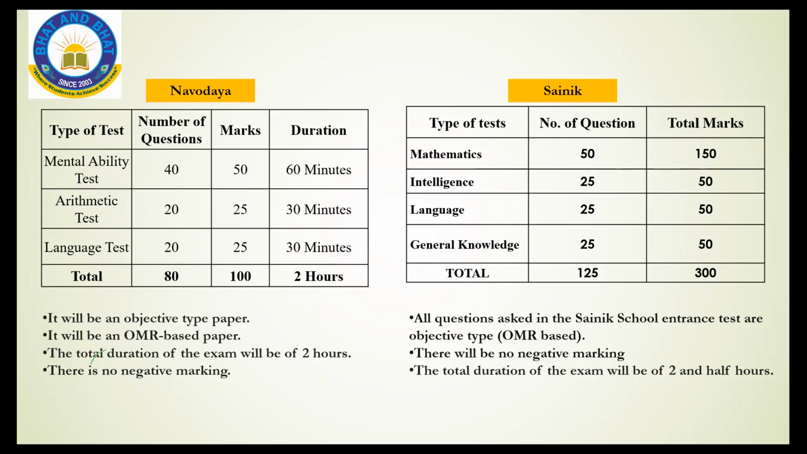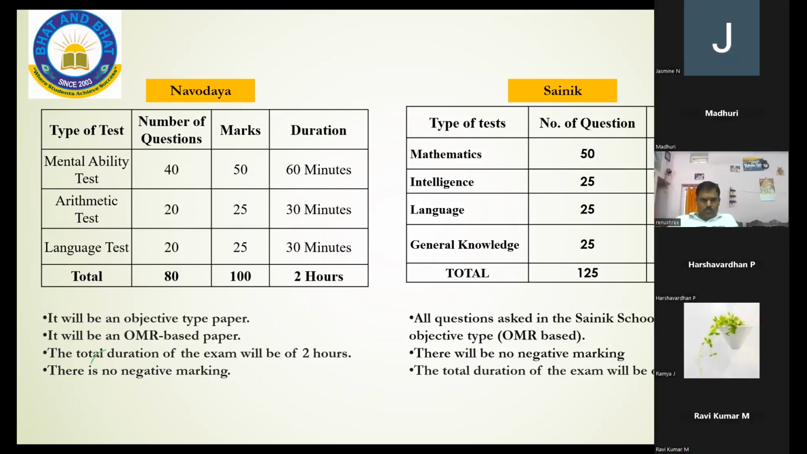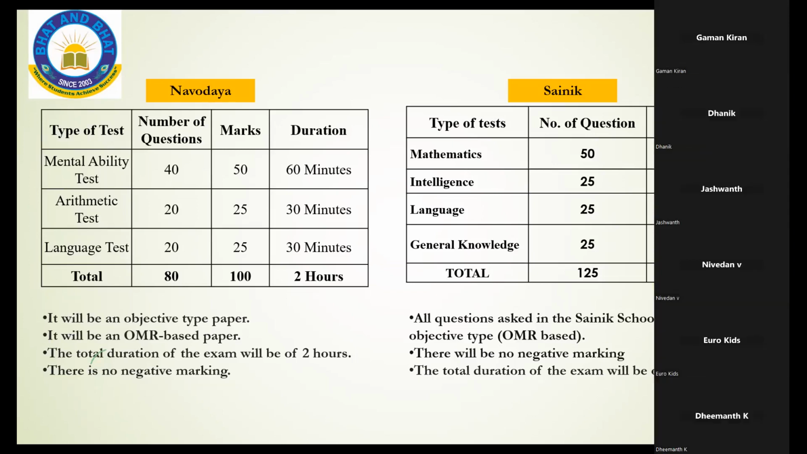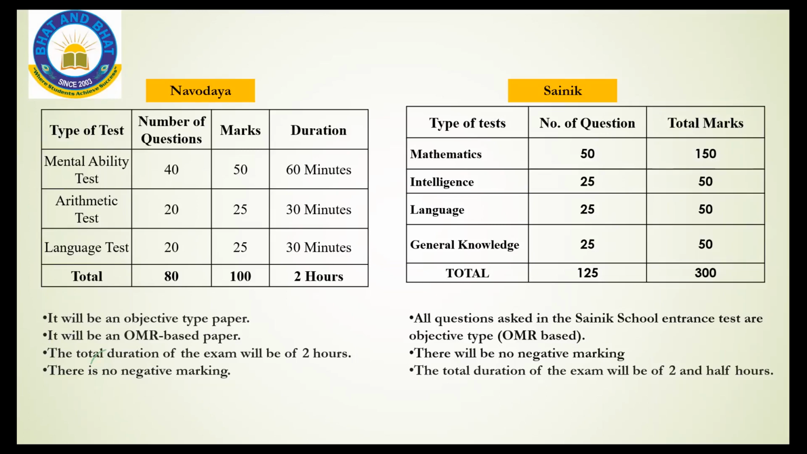In mental ability, 40 questions carry 50 marks. Arithmetic test, 20 questions, 25 marks. Language test, 20 questions, 25 marks. Totally, a 100-mark question paper will be provided for 2 hours. It is entirely objective type, not subjective. The students need to answer on an OMR-based paper. The total duration of the exam is 2 hours, and there is no negative marking.